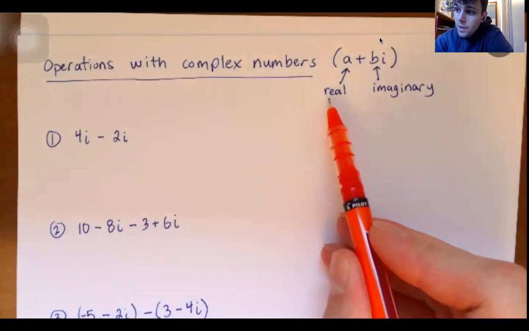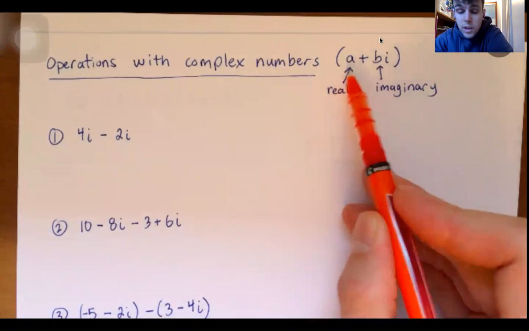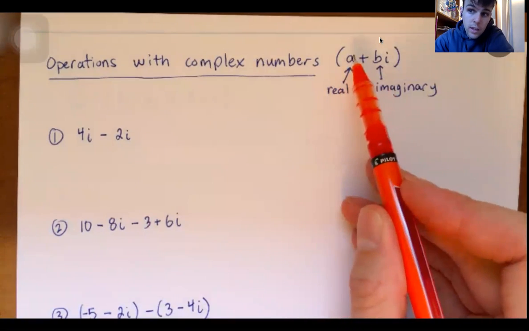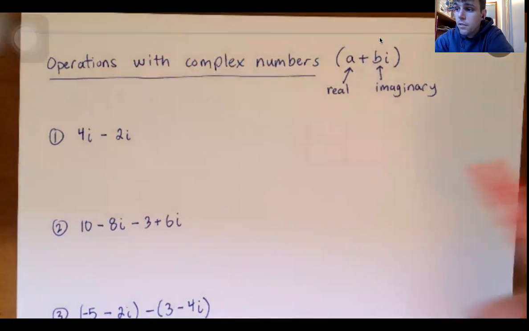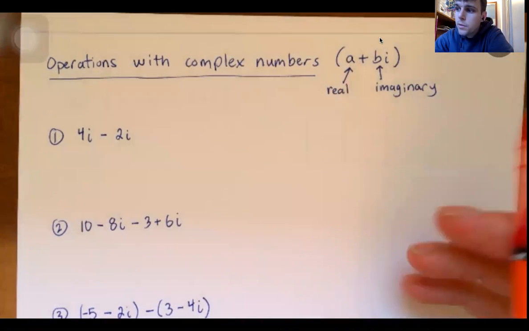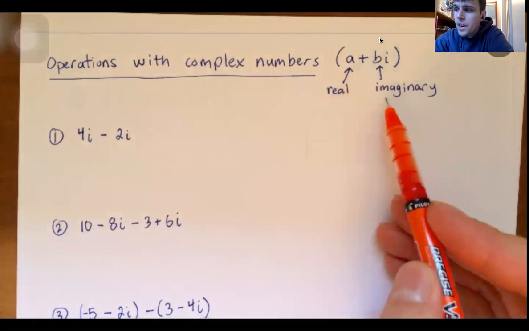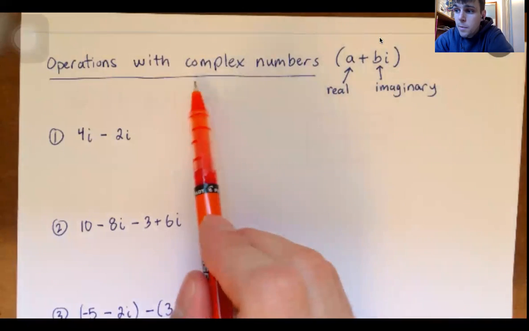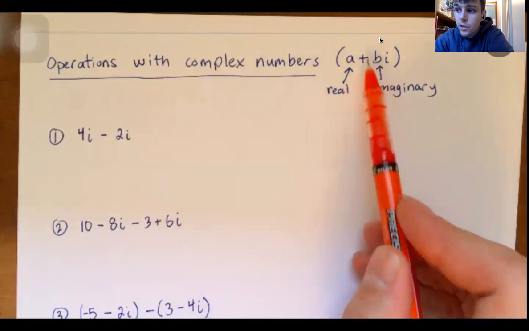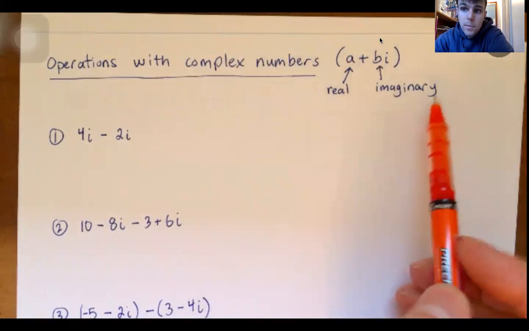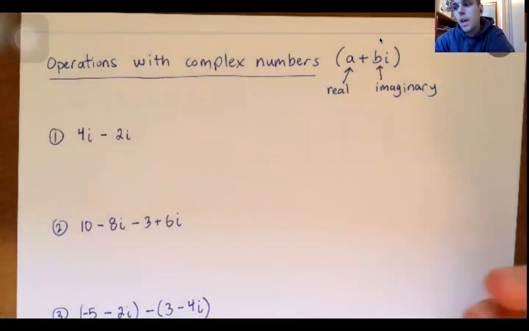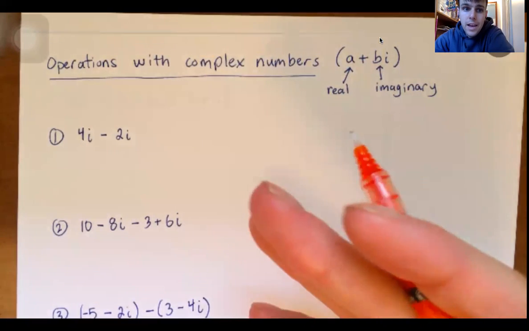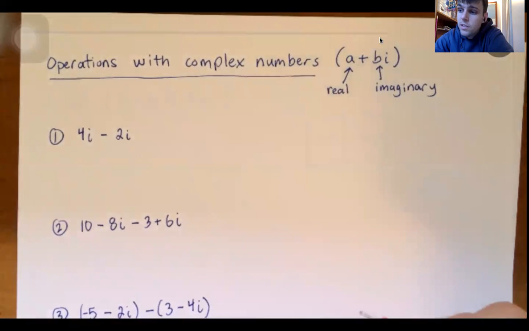Remember, a complex number has a real part. So a real number like 2, 3, a fraction, negative, any kind of normal number. And then an imaginary part. That imaginary part will always include an i. Now, all numbers can be written as complex numbers. They just have a 0 for the imaginary part if they happen to be a real number. Anyway, let's go ahead and talk about how to perform some operations using complex numbers.